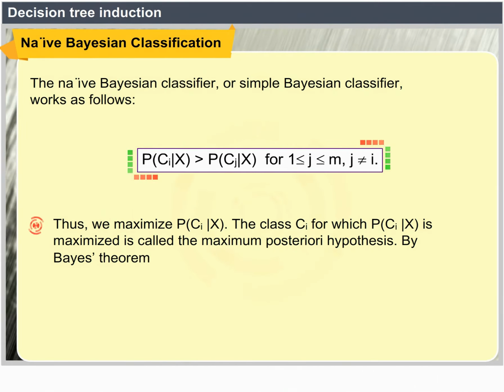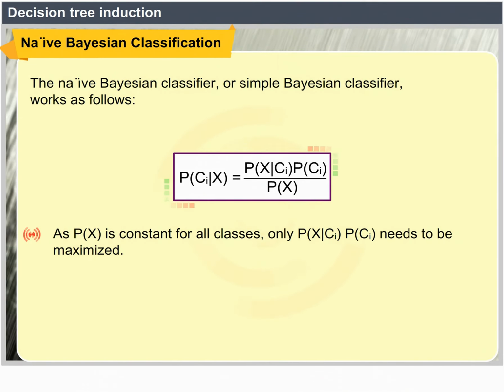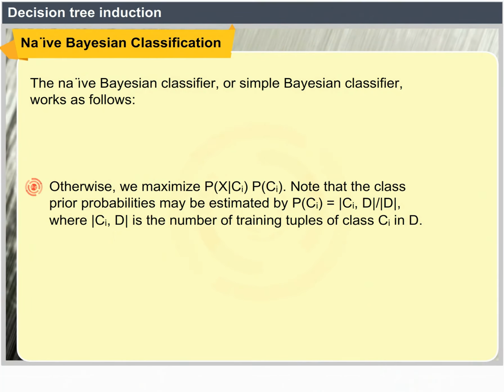By Bayes' theorem, P(Ci|X) equals P(X|Ci) times P(Ci) divided by P(X). As P(X) is constant for all classes, only P(X|Ci) times P(Ci) needs to be maximized. If the class prior probabilities are not known, then it is commonly assumed that the classes are equally likely, that is, P(C1) = P(C2) = ... = P(Cm), and we would therefore maximize P(X|Ci). Otherwise, we maximize P(X|Ci) times P(Ci).